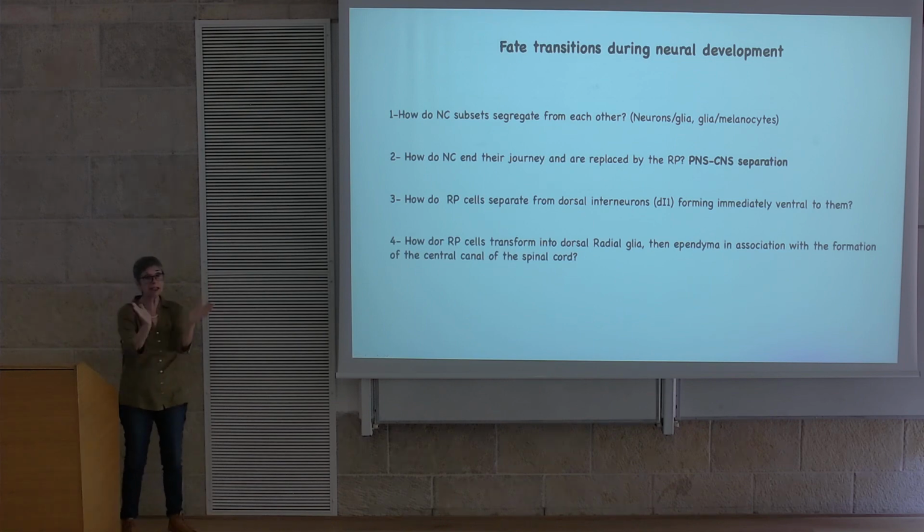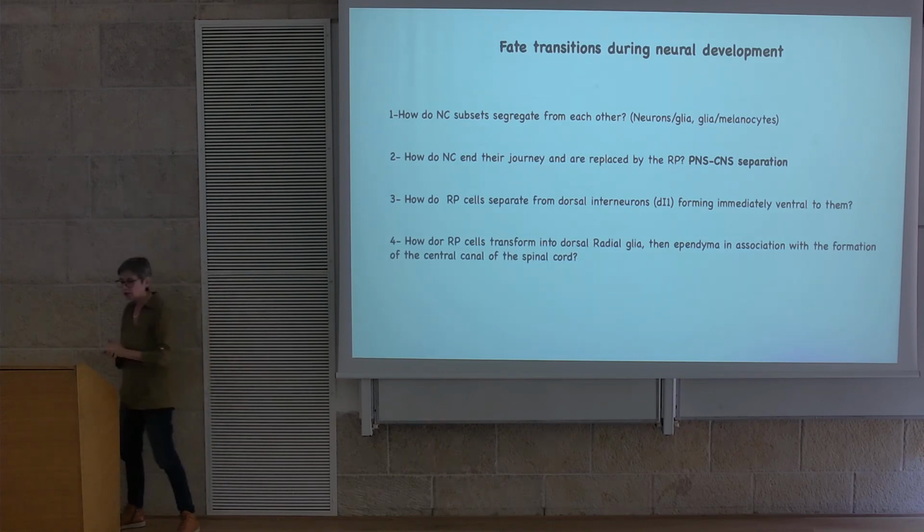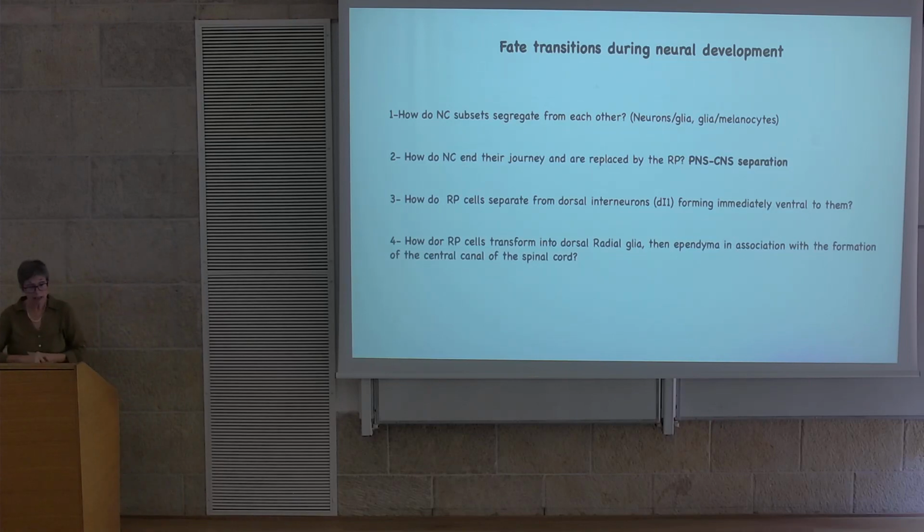And immediately ventral to the roof plate, you have 6 different types of dorsal interneurons that generate information in a commissural manner and go to the brain, but also connect to the dorsal root ganglia, and so on and so forth. So this is question number 2. There is a boundary between the roof plate and dorsal interneurons. And finally, how do roof plate cells transform into radial glia, ependyma, and so on and so forth? So I am going to address points 2 and 3 today.